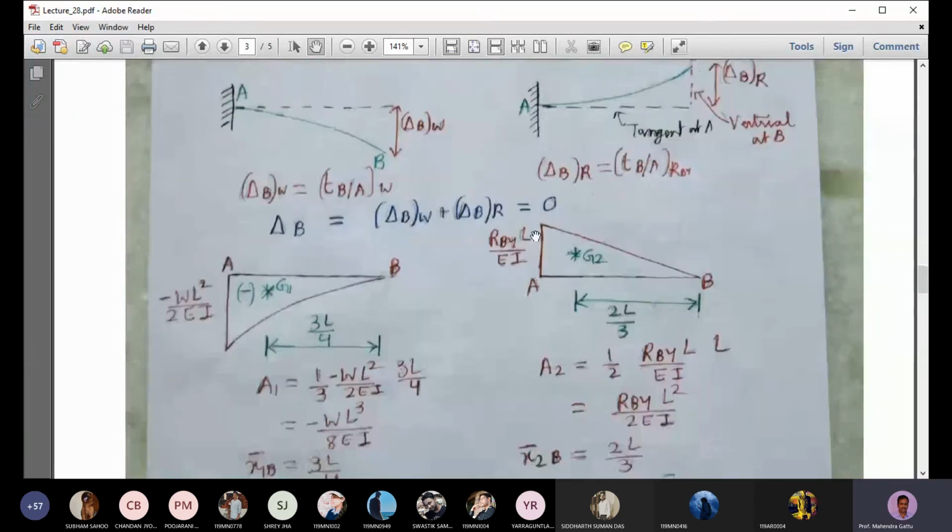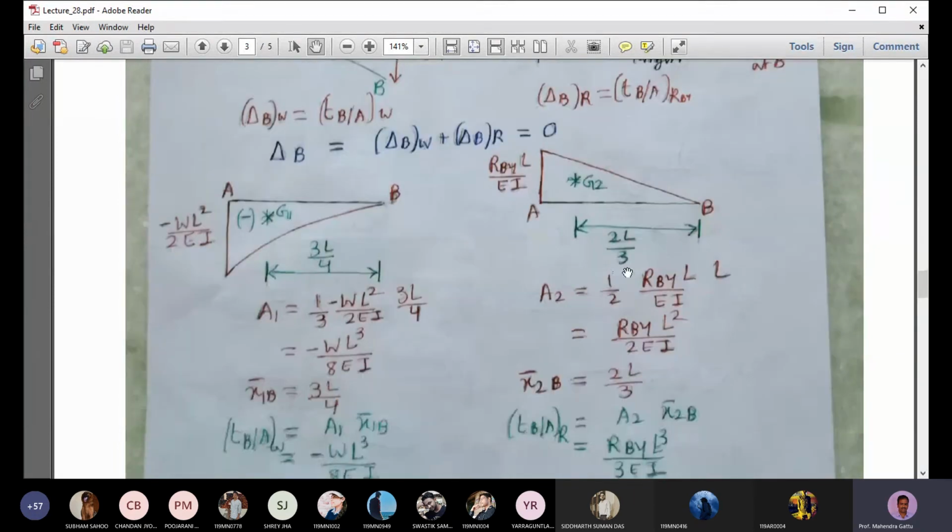So this is the bending moment diagram, RBY L by A at point A, and from there onwards it is linearly decreasing to 0. And for this problem, the centroid is lying here, G2. So the distance of the centroid with respect to the vertical line drawn at B will be 2L by 3. So let's find the area under the curve.